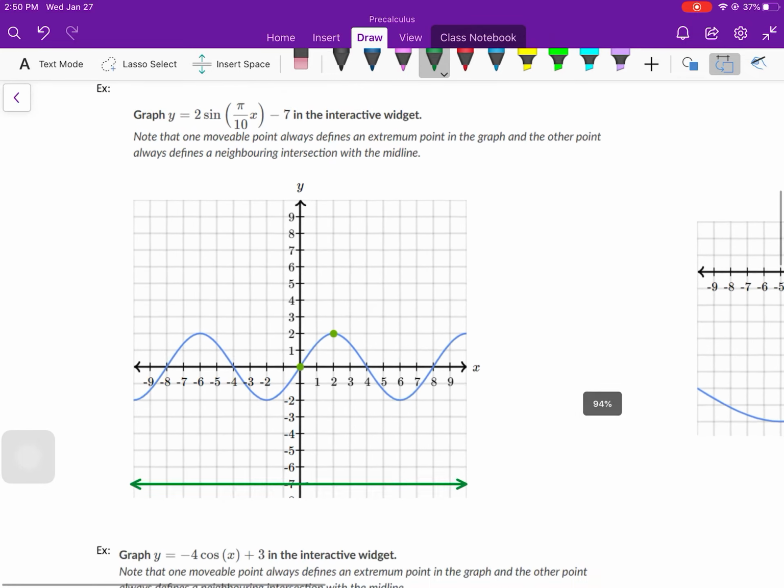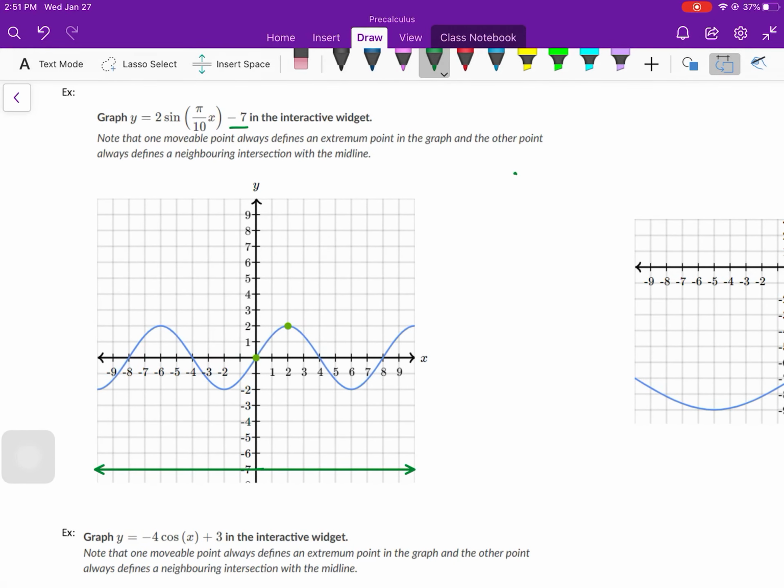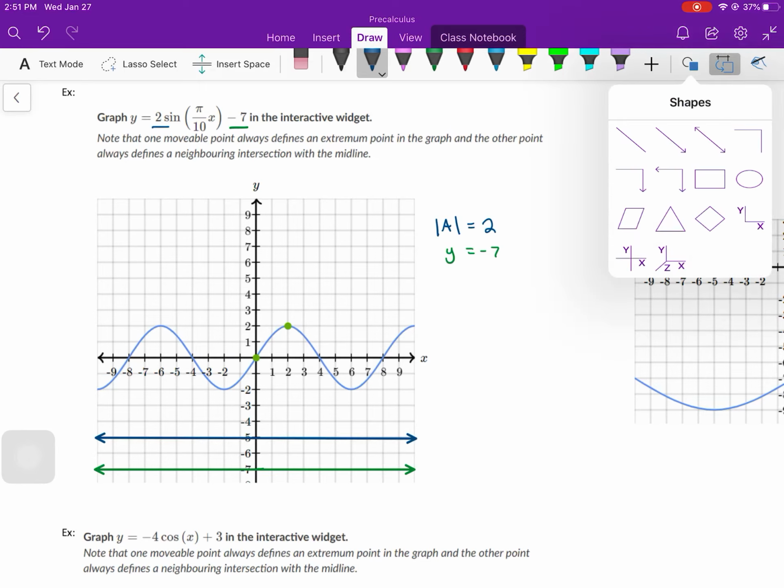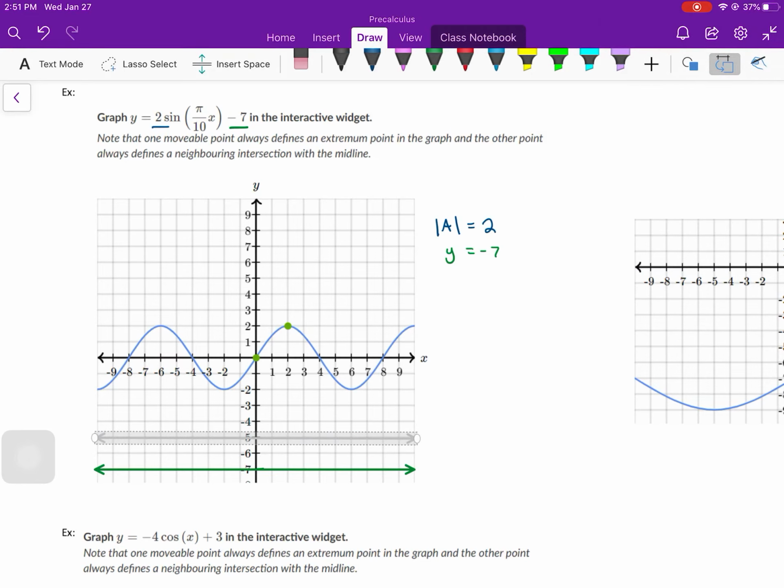And then I know my amplitude is 2. So let me put the line for the amplitude. That means the maximum it's going to go up to is up 2 from that spot, and also down 2 from that spot, which I kind of cut off in this graph.